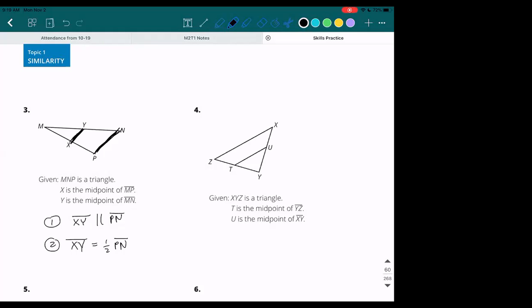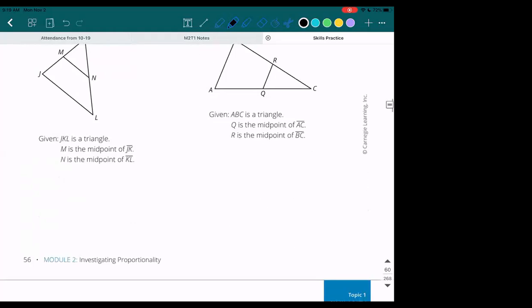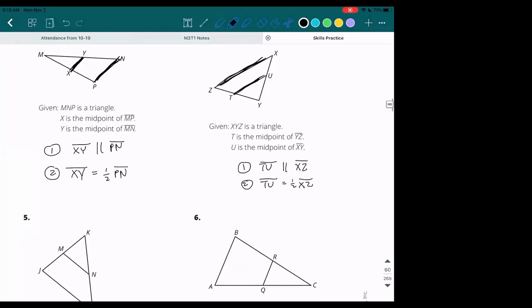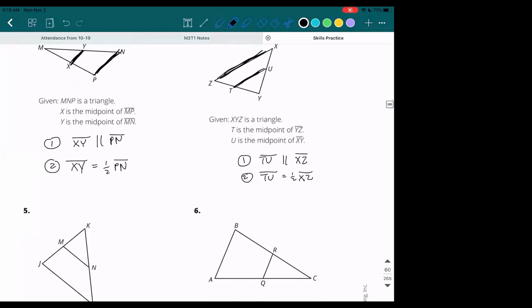Okay, let's do number 4 and then 5, 6, and then I think that's it for this section. So for the first statement, we are writing that they are parallel. So TU is parallel to XZ. The second statement we write is that one of them is half the size of the other. So you write that TU, the smaller one, is equal to half the size of the bigger one. Any questions on 3, 4?